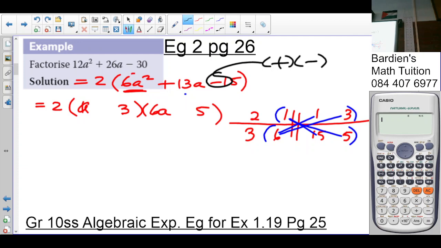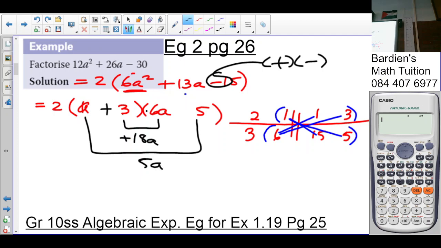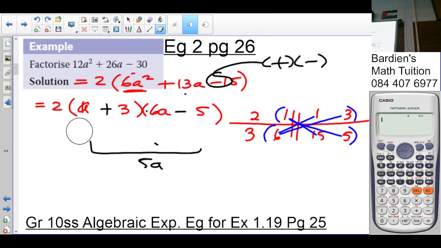The bigger product takes the sign of the middle term. And what's the middle term? Positive. So 3 times 6a is 18a, and 1 times 5a is 5a. Which one is bigger? 18. So the 18 must get the positive, and the other one has to be negative. We don't have to show this here. We can do this in our head. Okay, you guys understand?